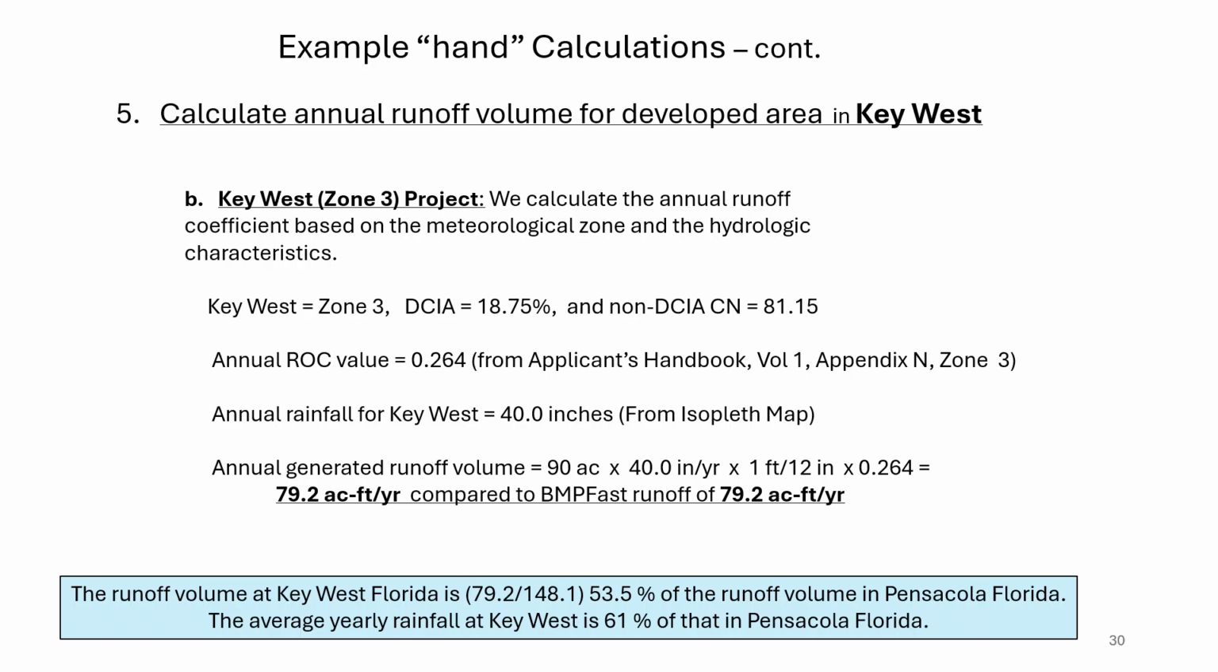Due to differences in rainfall patterns, including timing and volume across the state, the runoff volume in a location like Key West isn't simply a direct fraction of the rainfall calculated in another part of the state, such as Pensacola.